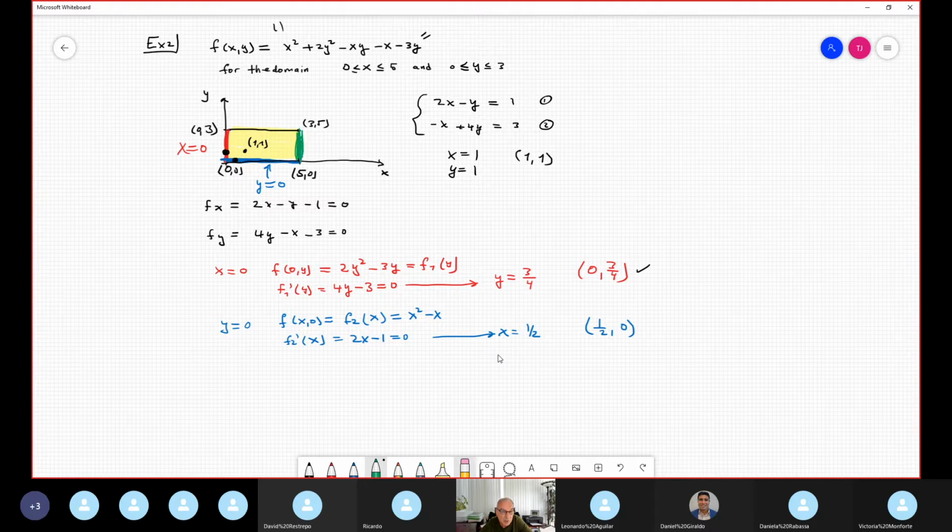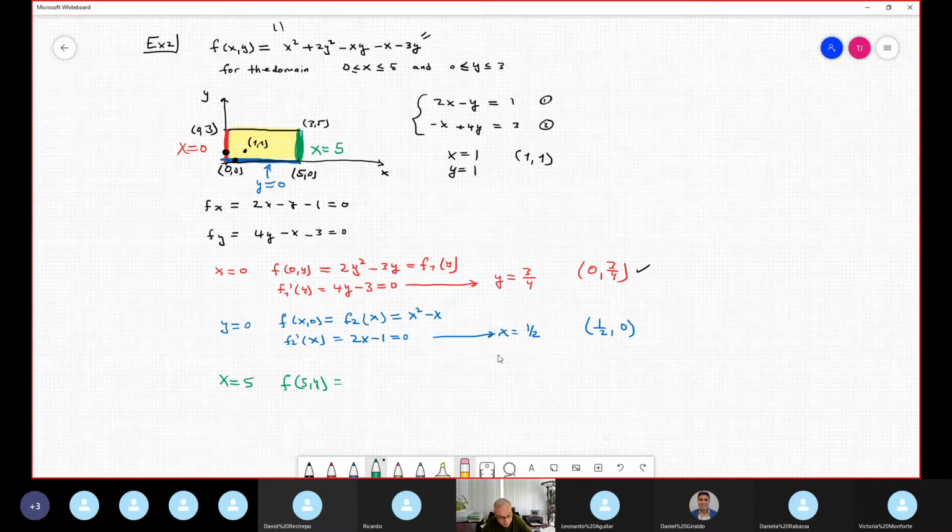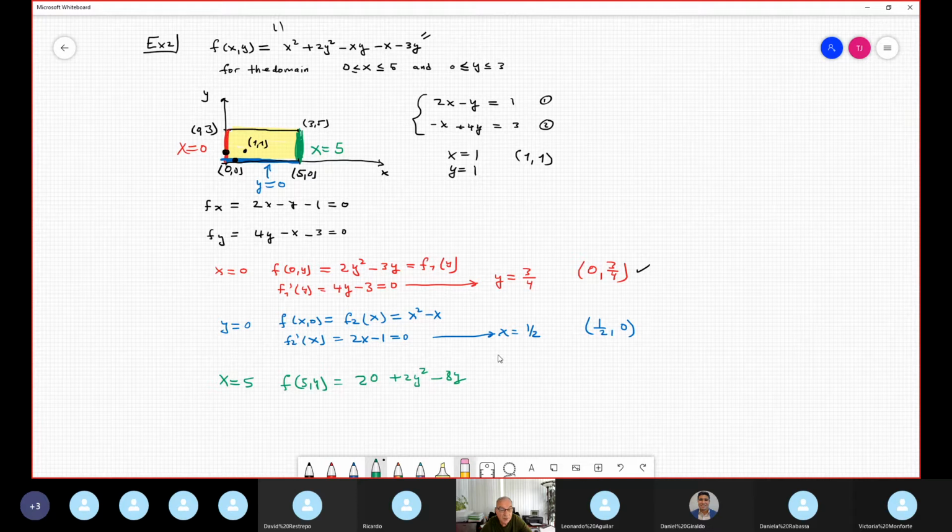Sorry guys, it's a too long problem. This is x equal 5. So at x equal 5, you plug into the function, 5, y. No? I did that quickly, and the answer is 20 plus 2y squared minus 8y. And the thing I did was replace x with 5, and you manipulate.